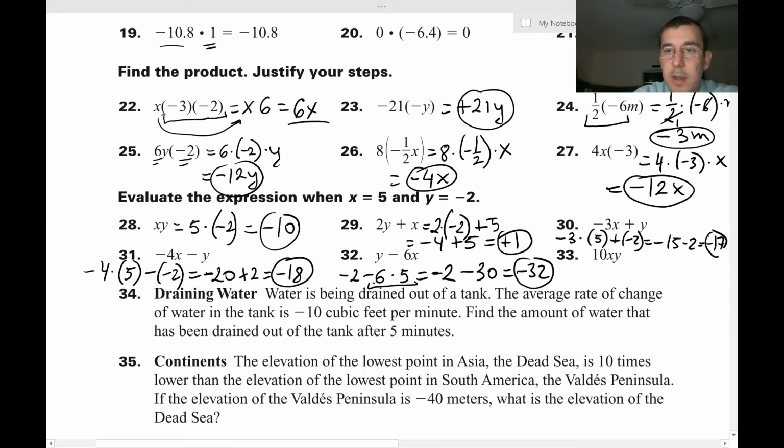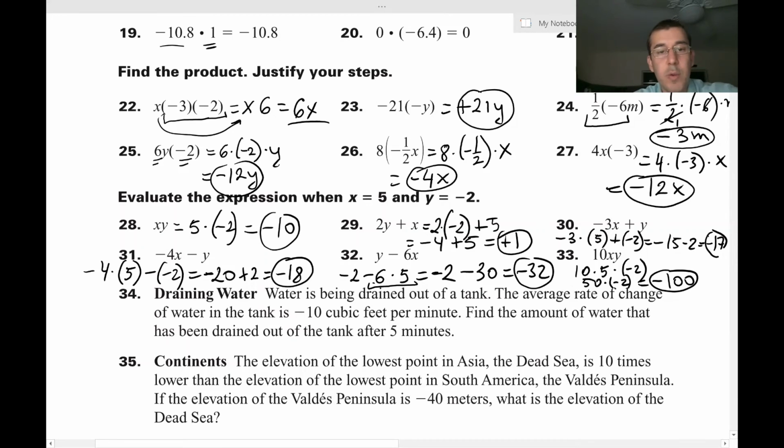33, we have 10 times x times y. So this is 10 times x, which is 5, times y, which is minus 2. 10 times 5 is 50, times minus 2. We have plus 50 times minus 2. Two numbers with different signs, so minus is the product. 50 times 2 is 100. So minus 100 is the answer.